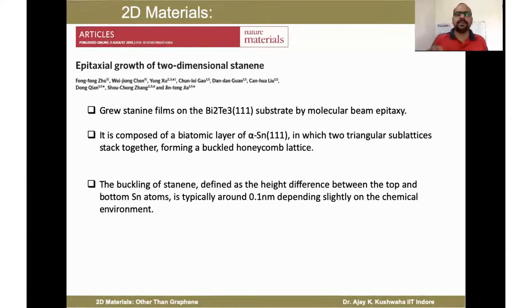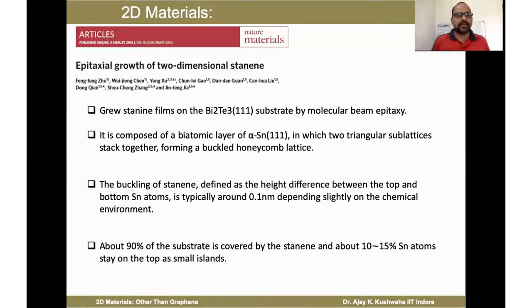And the height between these Sn atoms is almost close to 0.1 nanometer, and about 90% of the substrate. So they have observed that when they are doing this kind of epitaxial deposition, only 90% of the surface is covered with the stanene sheet, and in the remaining 10 to 50% space they are observing islands of tin atoms.